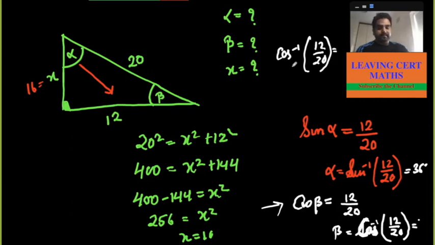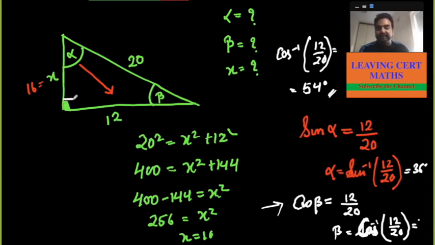Wait, just do this again. 12. 53 degrees, 54 degrees, it should be. See, why do I say that this is not 36?